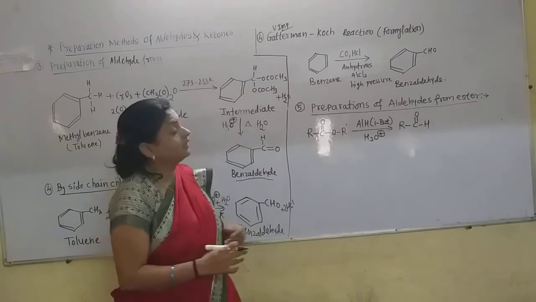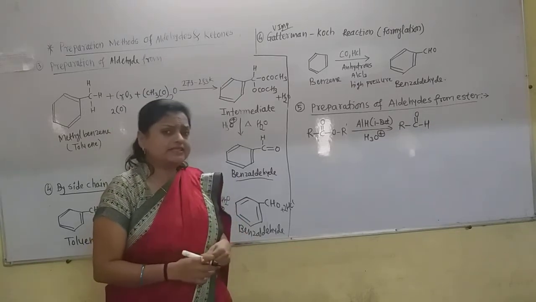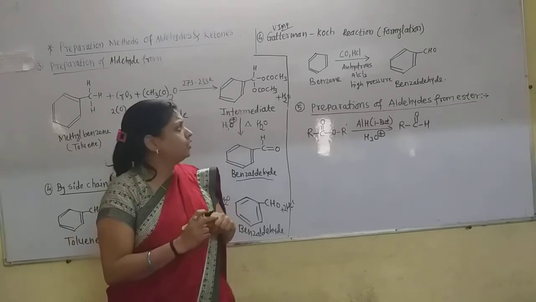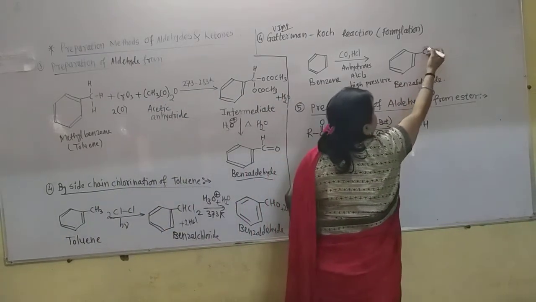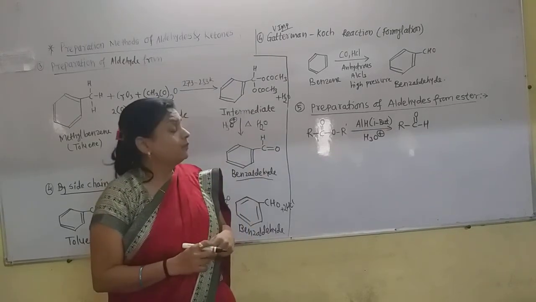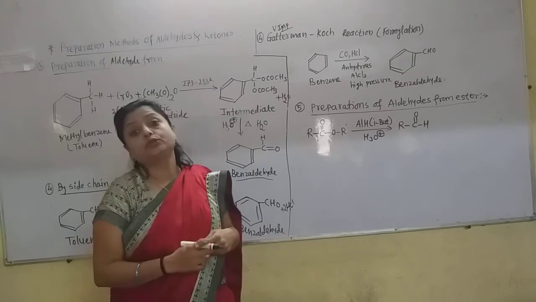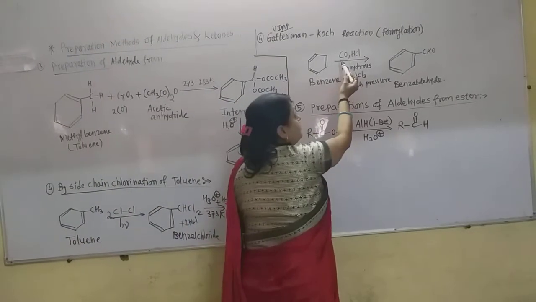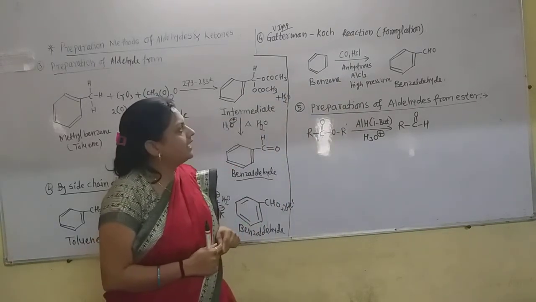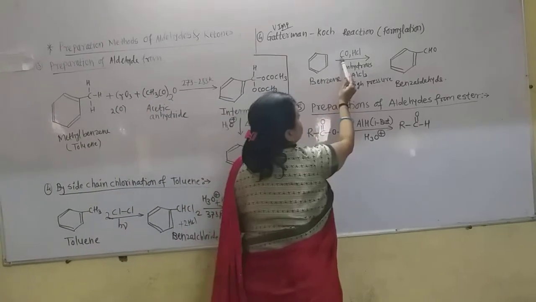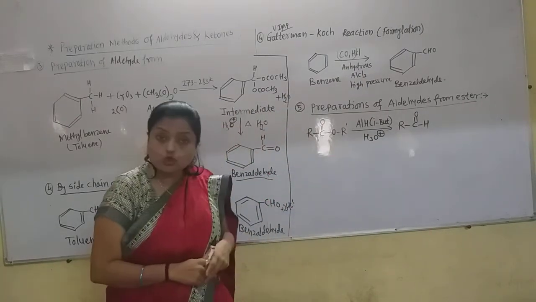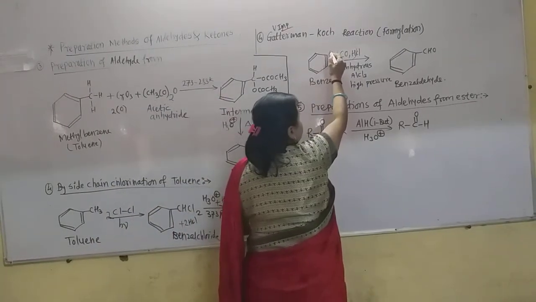Write a short note on Gattermann-Koch formylation. Formylation means addition of the formyl group. What is the formyl group? This CHO group, the aldehyde group, is also called the formyl group. So the name is formylation. But how is this formyl group attached to the benzene ring? Here we must use carbon monoxide and HCl, these two gases, hydrogen chloride and carbon monoxide. These are important for our CHO group, but there is also the hydrogen attached to this benzene ring.